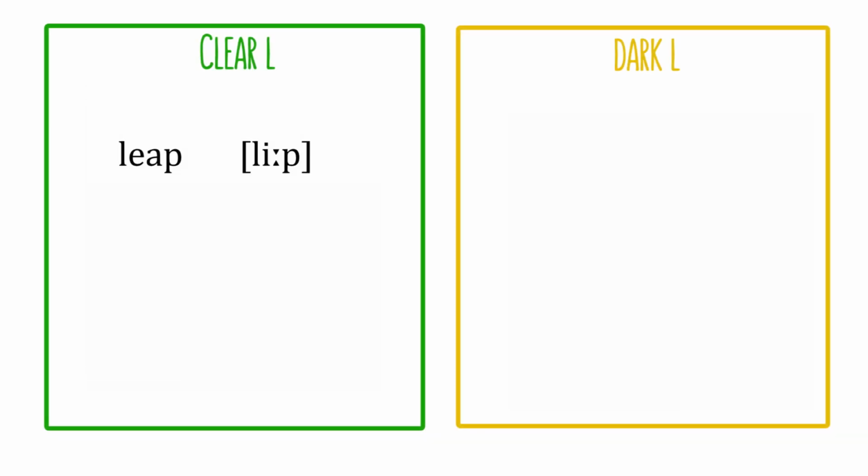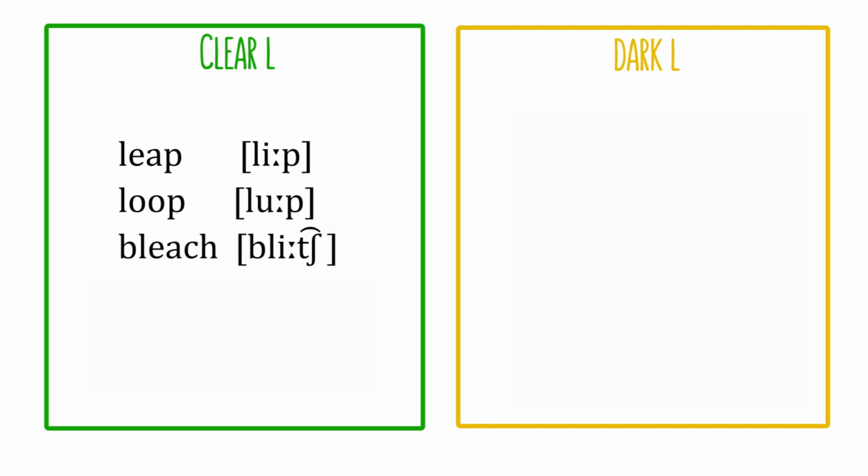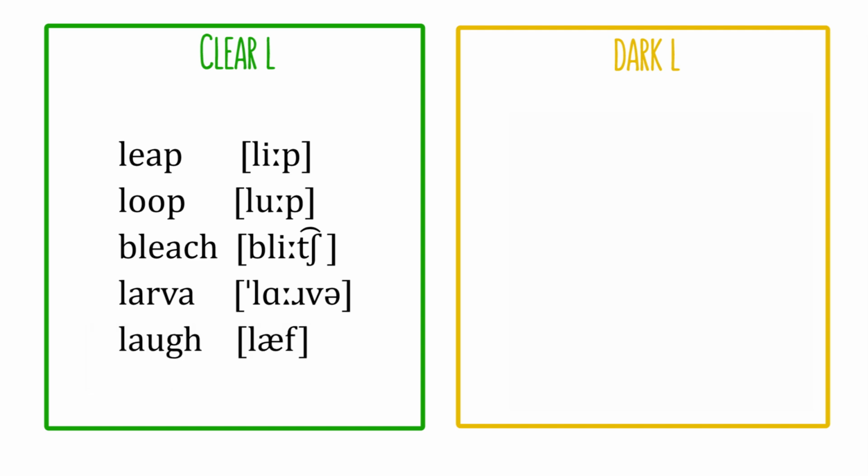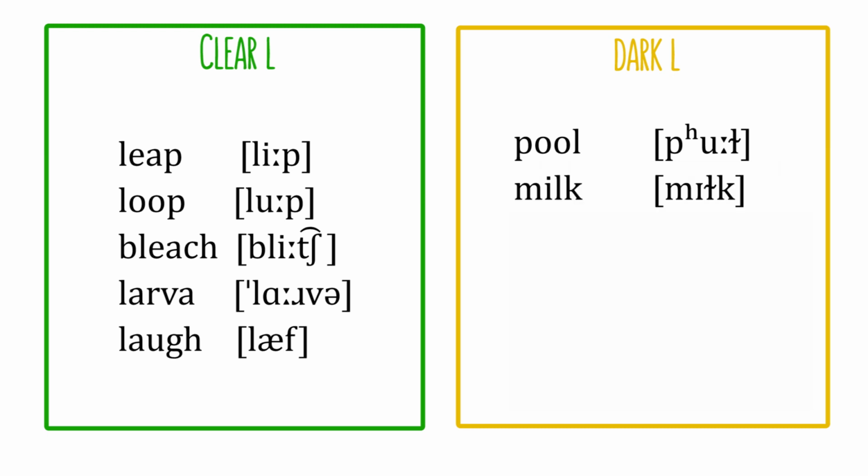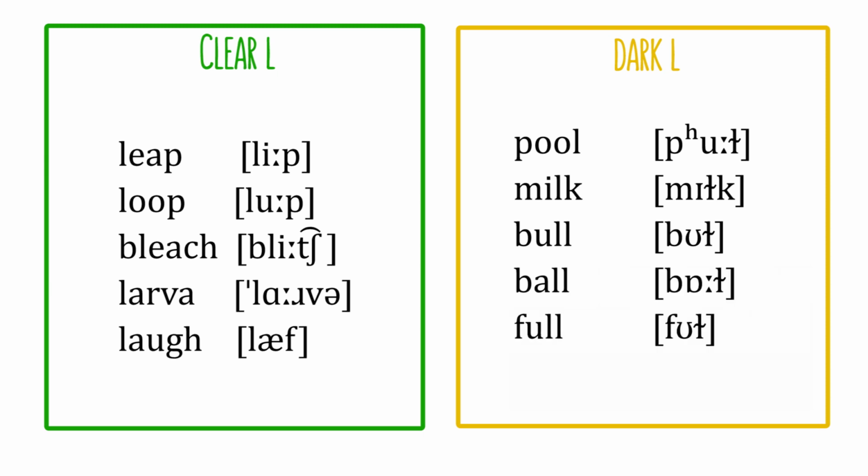So in words like leap, loop, bleach, larva, laugh, the L in these words is clear L. Pool, milk, bull, ball, full. Beautiful.